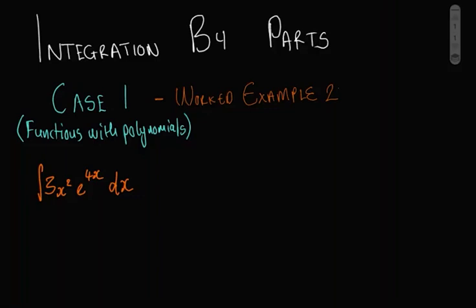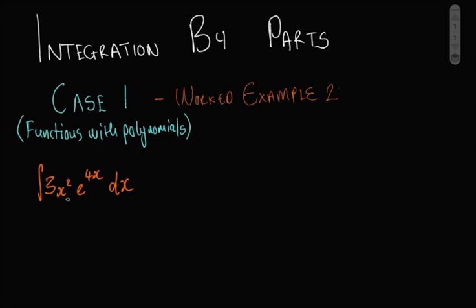Here we have our worked example 2 of the same case where we have a polynomial function. We don't care what it's multiplying. It can multiply any other function except for the logarithmic function, of course, like we said. But whenever it multiplies any other function in our LIPET list, then we are going to make the polynomial function u.